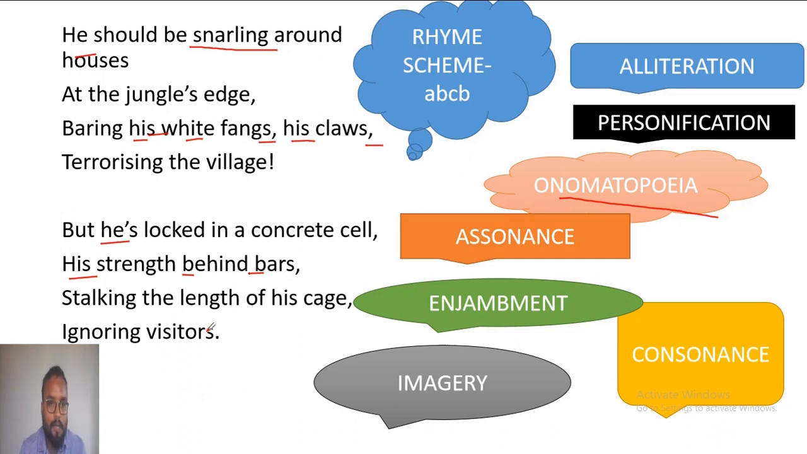Again in the last line the I sound is prominent. I is used twice in ignoring, and again in visitors I is used twice. So again it forms a figure of speech, that is assonance.